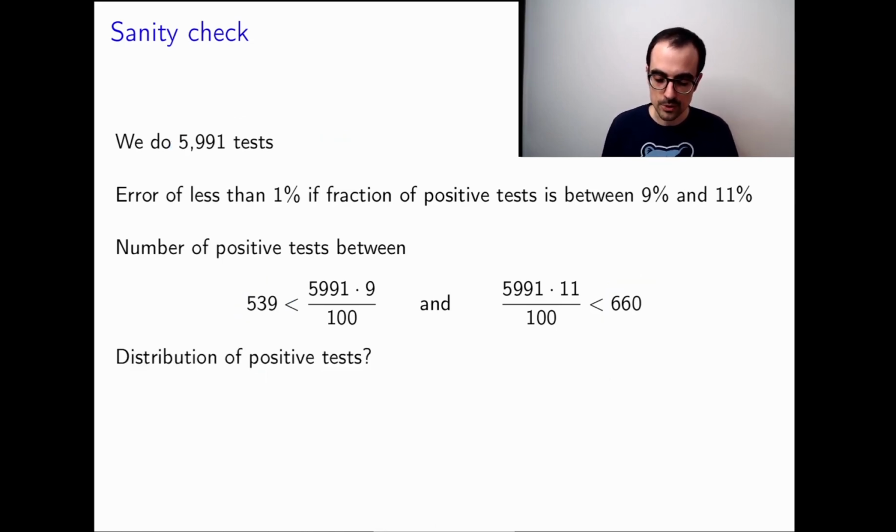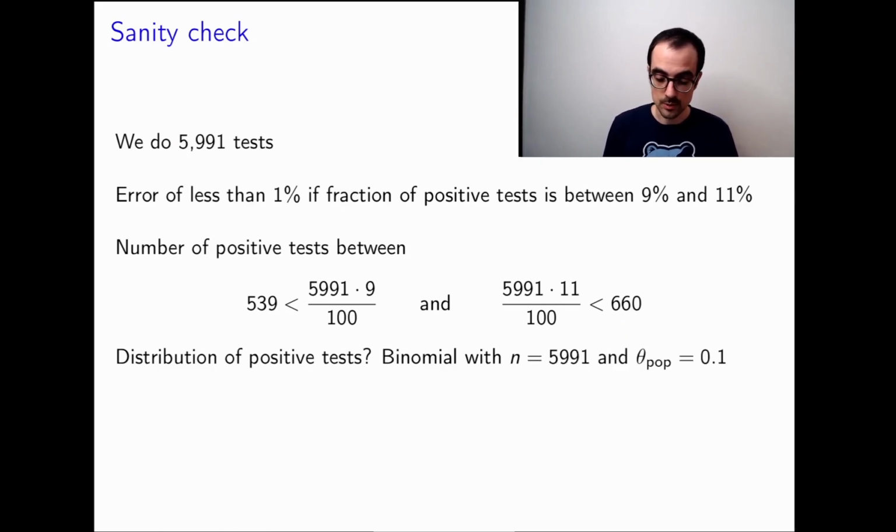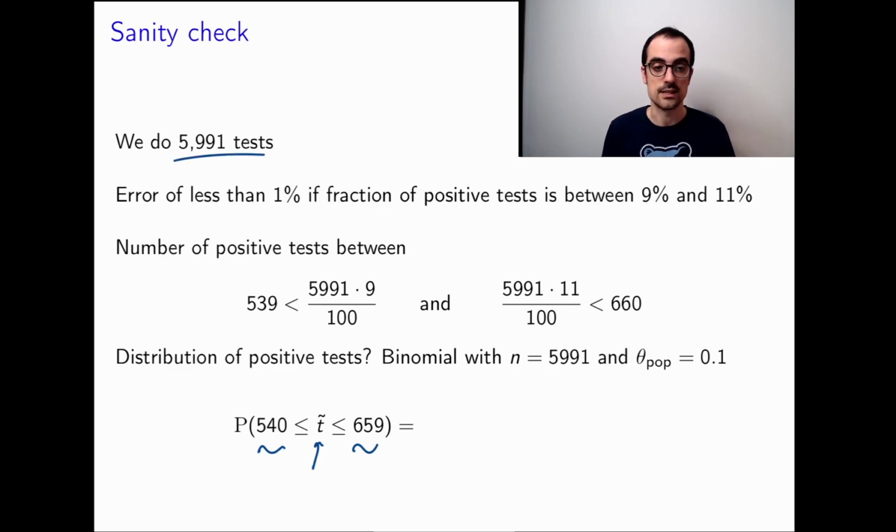So what is the distribution of the number of positive tests? If we want the probability that between 539 and 660 are positive, this is just a binomial, right? It's a binomial with a parameter equal to the prevalence of COVID-19, because that's the probability that each test is positive. Because remember, we're sampling at random from the population and carrying out these tests. So if that is binomial, we can actually compute the probability that the number of positive tests is indeed between 540 and 659 when we carry out the 6,000 tests.